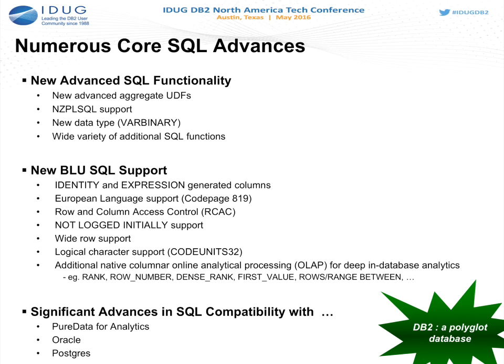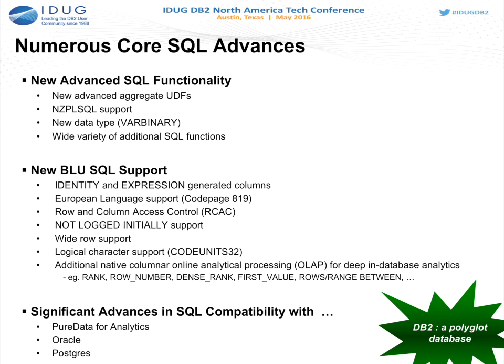With BLU, we've extended the functionality of BLU quite significantly. You can see the list here, but identity columns and generated expression columns. We've added support for code page 819, which is used quite frequently in Europe. We've added row and column access control, not logged initially support, wide row support for BLU. Logical character support is talking about the ability to deal with columns in a natural language scenario in terms of the logical count of the characters in those columns as opposed to the physical count of the bytes in those columns. So that's a capability that we added with BLU in this release.